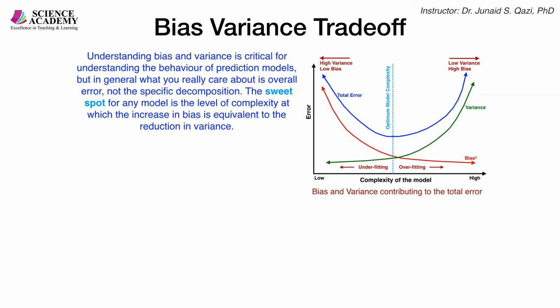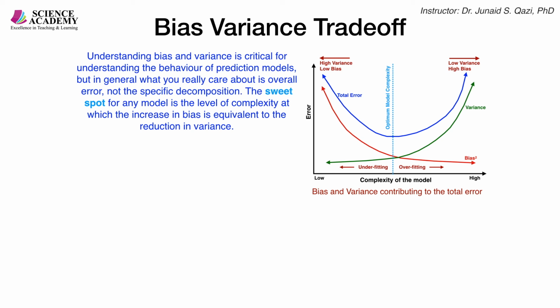Let's come to the bias and variance trade-off. How can we reduce one and increase the other to get the sweet spot? Along the y-axis we have error. Along the x-axis, close to 0, we have low, and at the other end we have high complexity of the model. The blue curve is the total error. The green is the variance, whereas the red is bias. If we move from low to high complexity, we are decreasing the bias and increasing the variance.